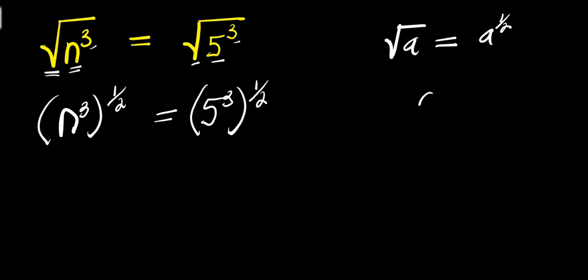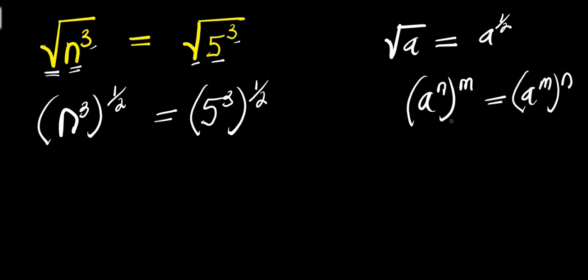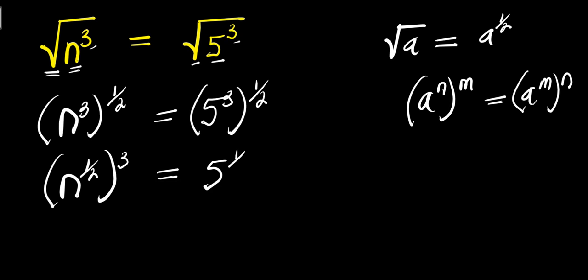Now, if you have a to the power of m raised to the power of n, this equals a to the power of m times n. So we have n to the power of 1 over 2 raised to the power of 3, and this equals 5 raised to the power of 1 over 2 raised to the power of 3.